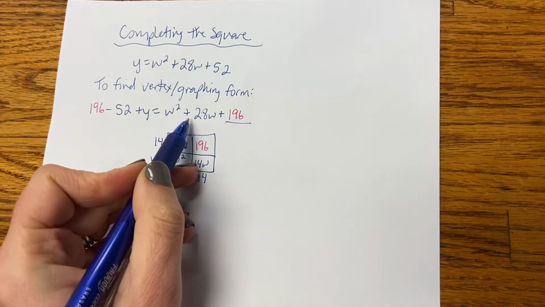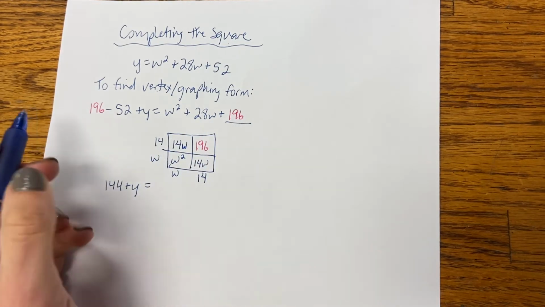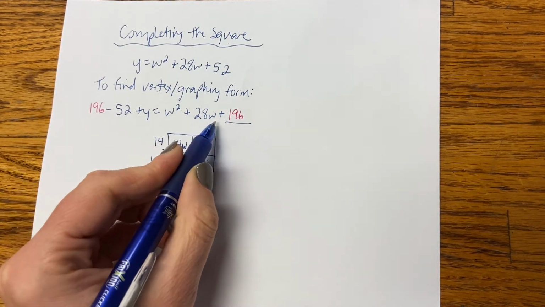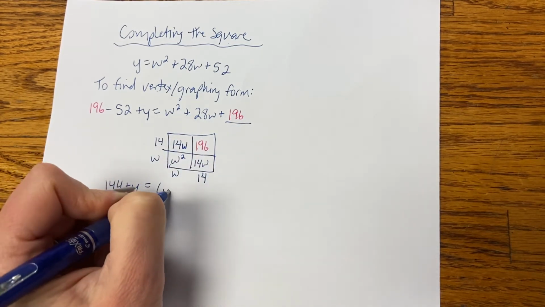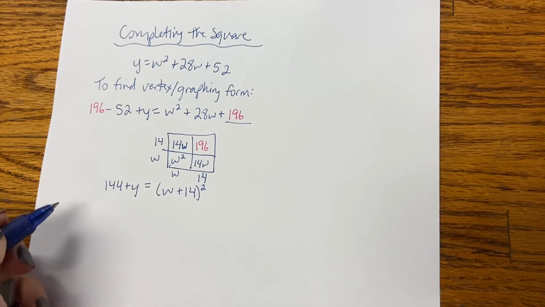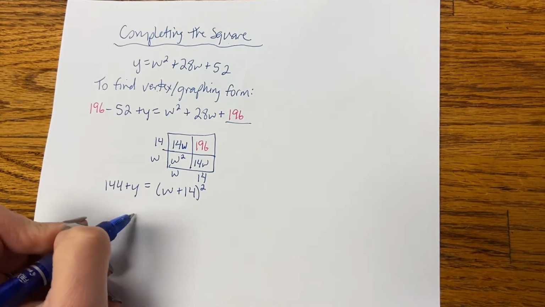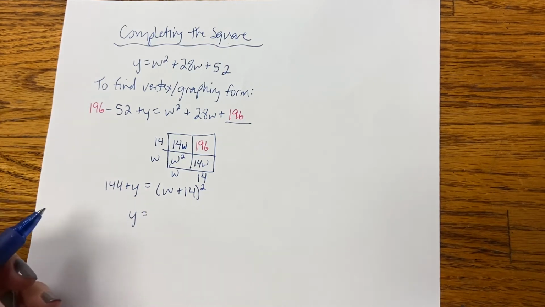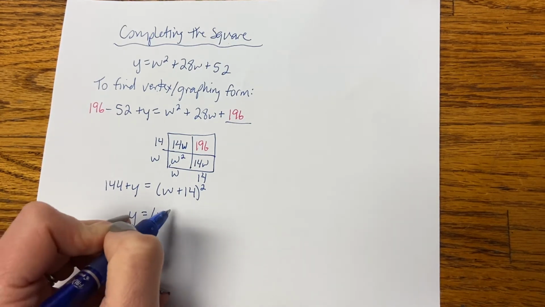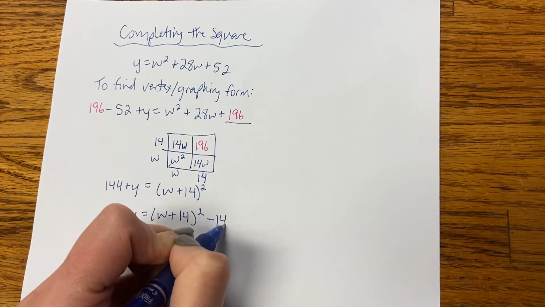And then this is now a perfect square trinomial, and the dimensions are this. So I can just rewrite this as area written as a sum, and now I'll rewrite it as the area written as a product. Okay, and then the last step is to move the 144 to the other side. So I get y equals w plus 14 squared minus 144.